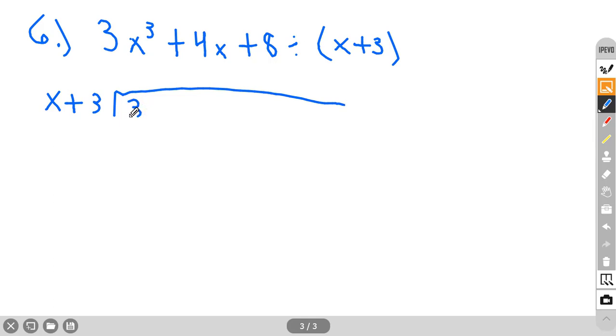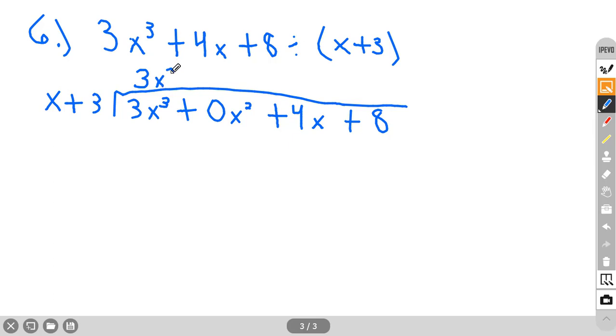I'm going to take that into 3x cubed. Notice I'm missing my 0x squared term. I'm going to fill that in with a 0x squared. And I've got plus 4x, and I've got plus 8. Okay, and I'm going to ask myself, what times x is going to give me 3x cubed? And that answer is 3x squared.